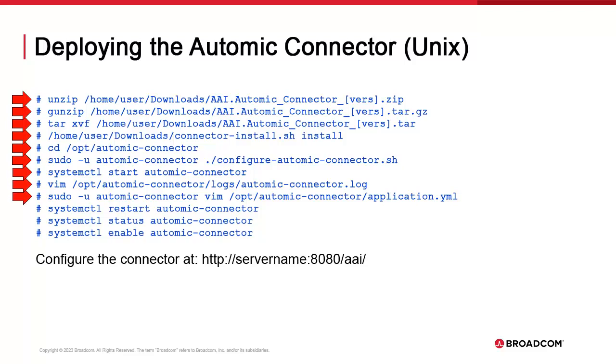Update application.yaml as needed. Restart the service if you have made changes to application.yaml. Check the status of the connector. Set the service to auto-start at boots. Finally, configure the scheduler connector in the web UI.